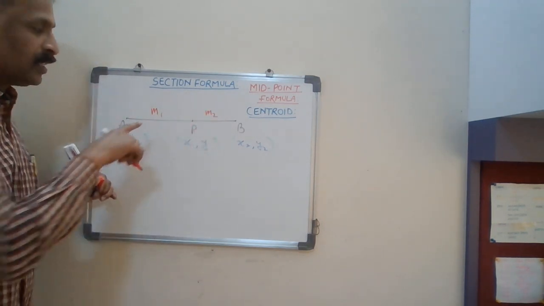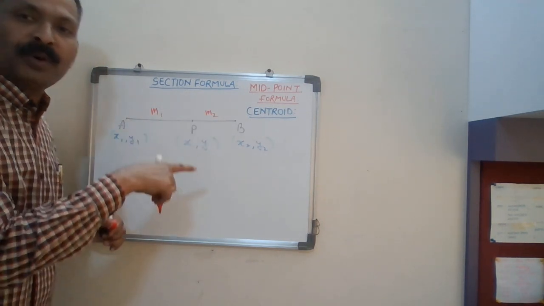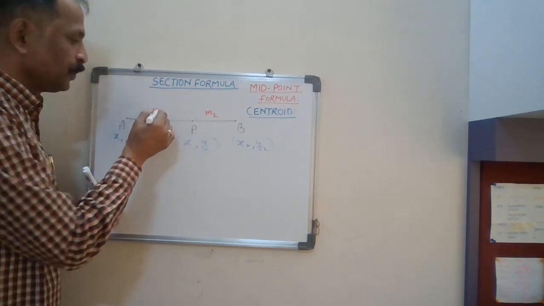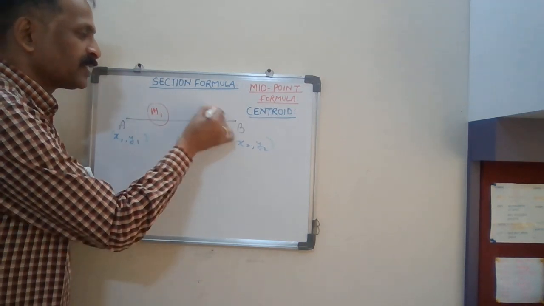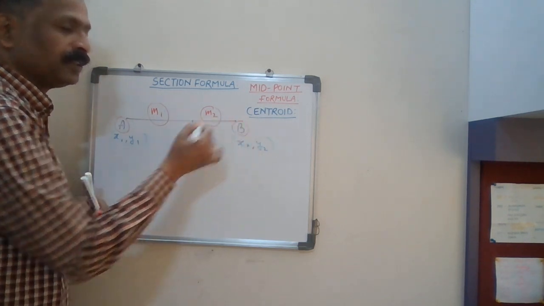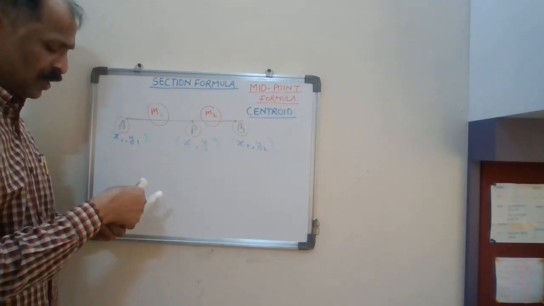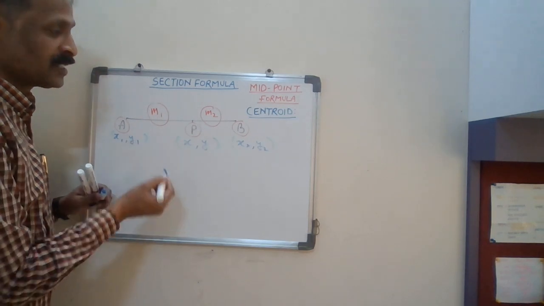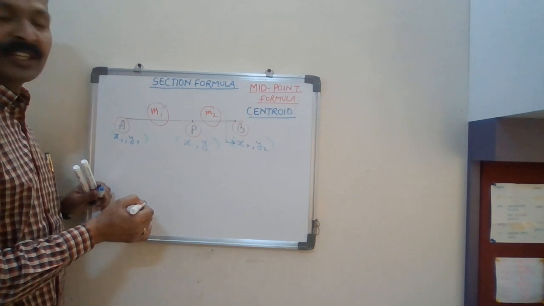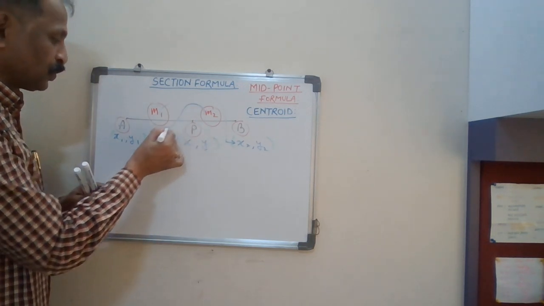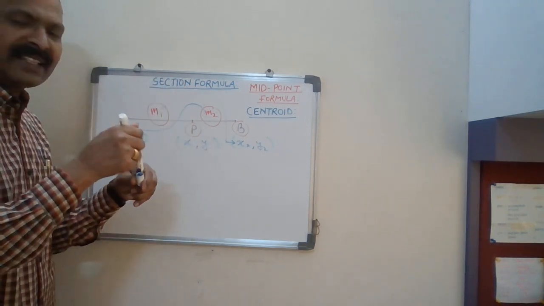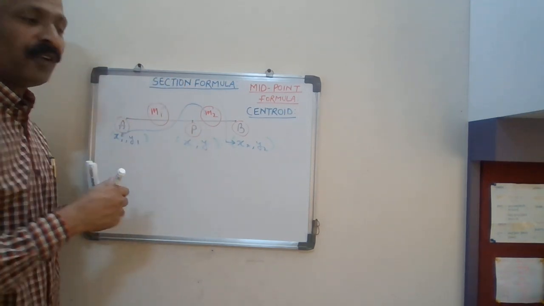Please remember, this ratio can be M and N also. In some books, it has been given as M and N. So if M1 and M2 is the ratio in which P divides AB, this is point P, this is point A, and this is point B. Now understand the relation. In this section formula, M1 goes with X2, and then M2 comes with X1. That logic you have to understand. It goes in cross. That's it. And upon M1 plus M2.